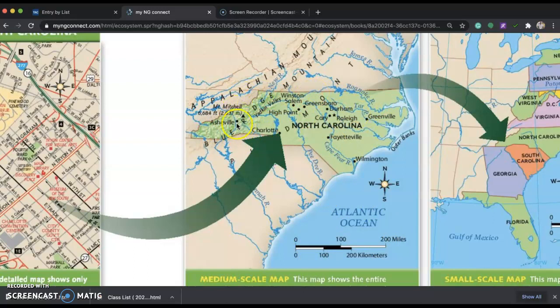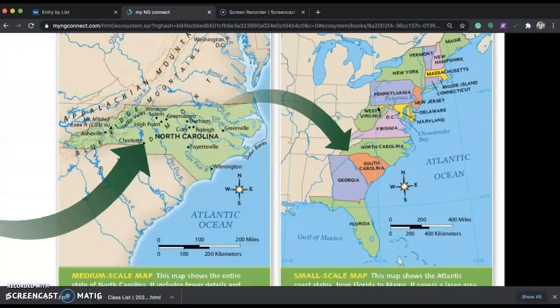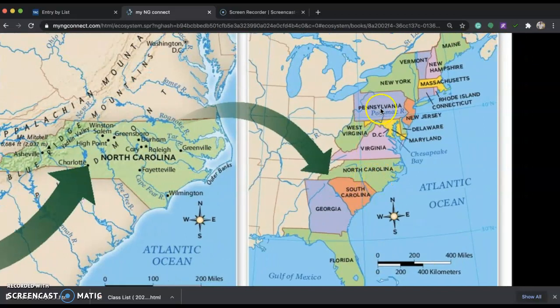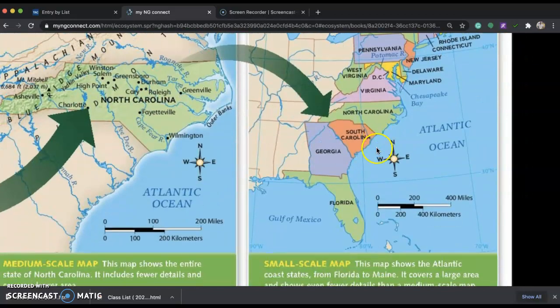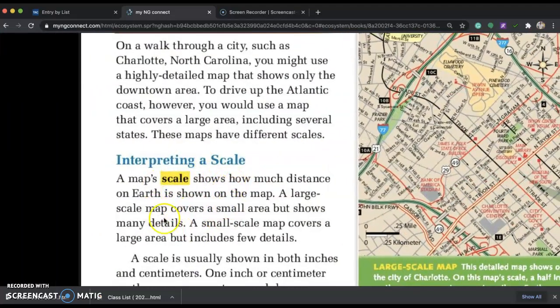So if I was in Asheville, North Carolina, and I wanted to estimate how far it would be to Greenville, I would use my map scale and I would measure it. Same thing goes for the eastern United States. If I'm in Florida, and I wanted to know how far it is to Pennsylvania, I would take my map scale and I would estimate the distance. In this case, it's in miles. So again, at its most basic point, map scale shows distance.